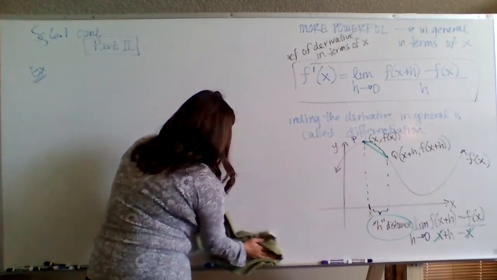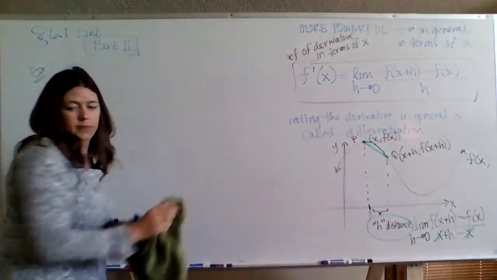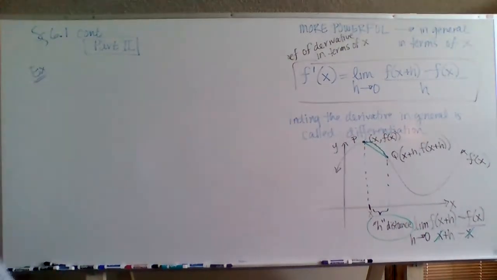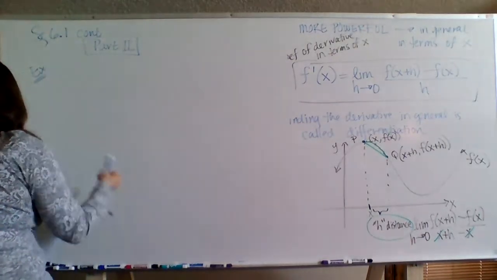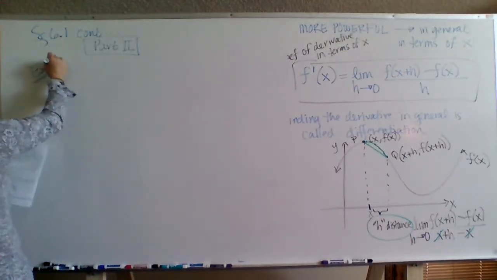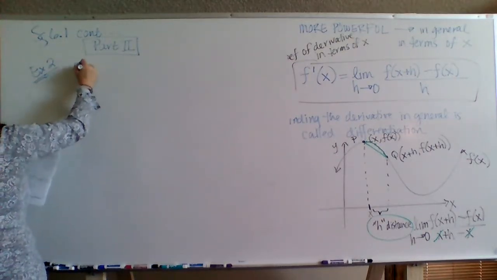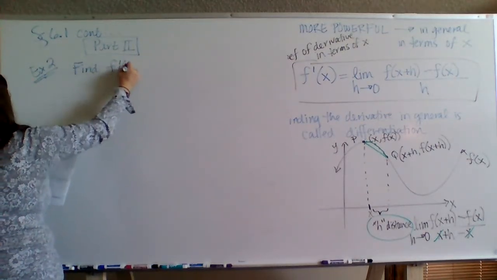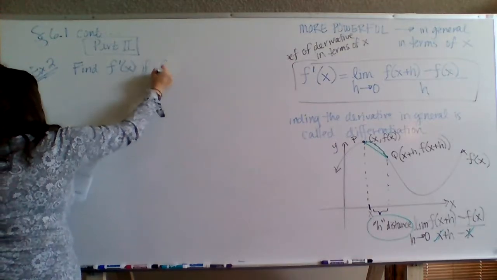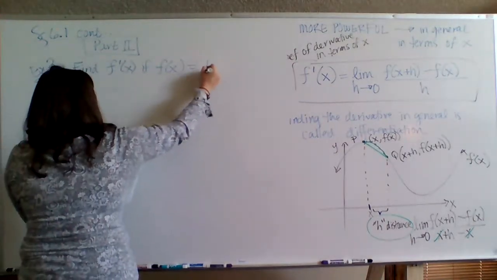And now we're going on to example number 2. Okay, so example number 2, we want to find f prime of x, or the derivative in general terms in terms of x, if f of x is equal to 1 over x squared.